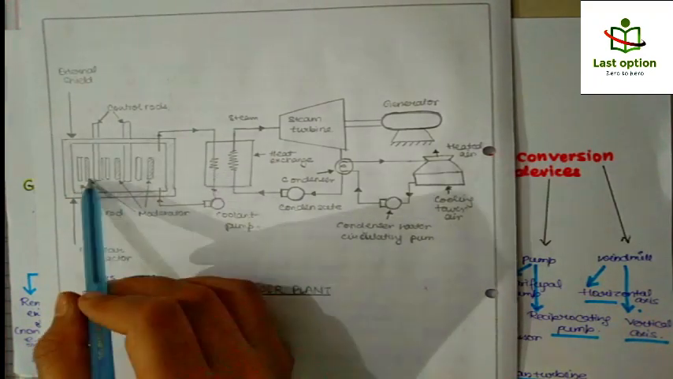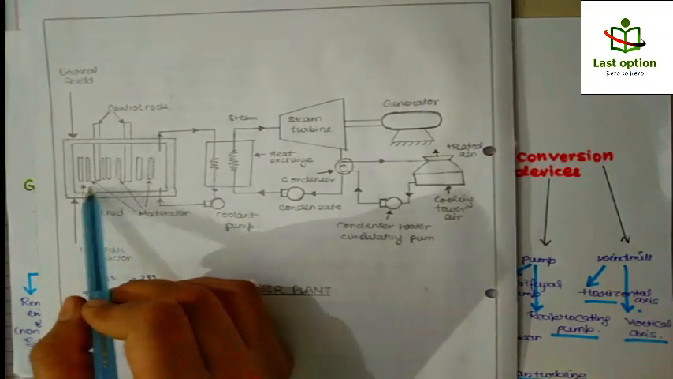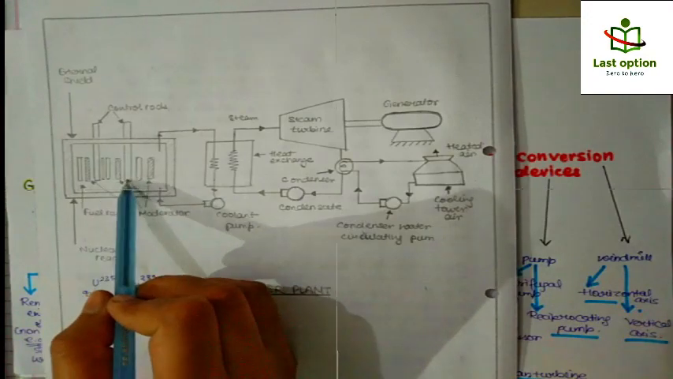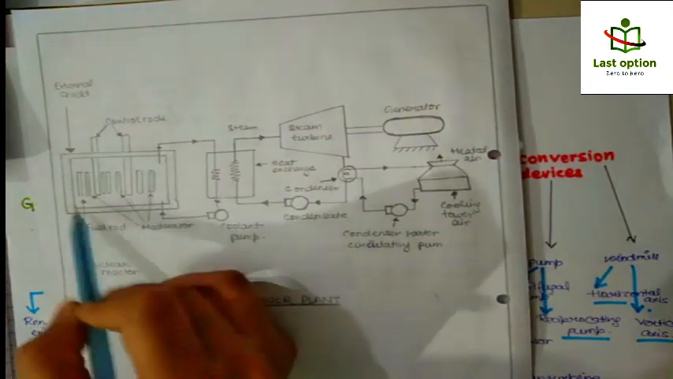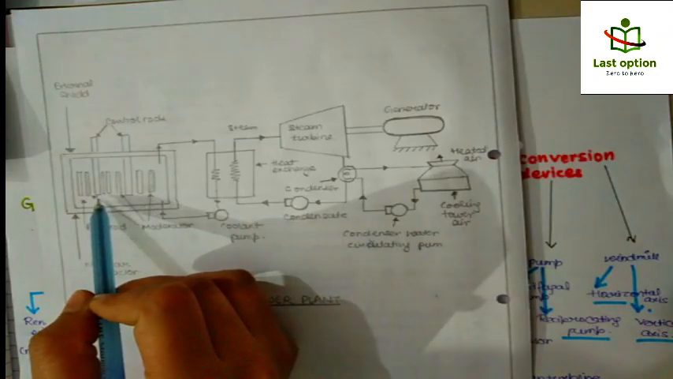Okay, and we have a moderator here. These moderators are 5 to 10%. These moderators slow down the fast moving electrons, and they are lighter than the fuel.